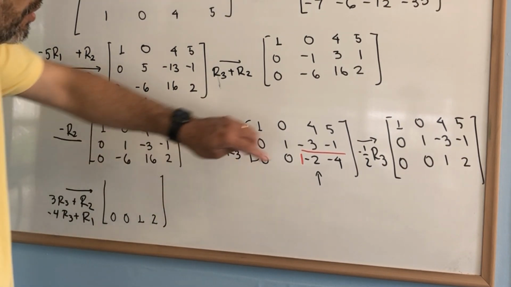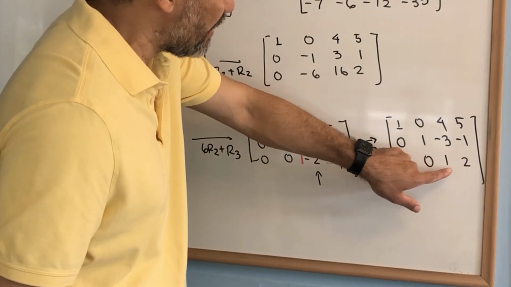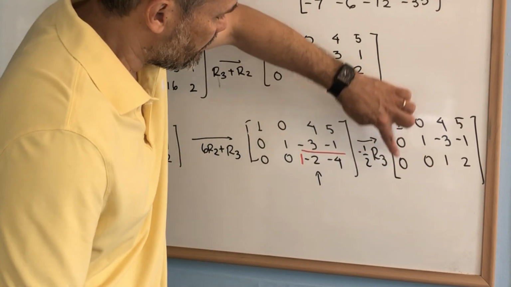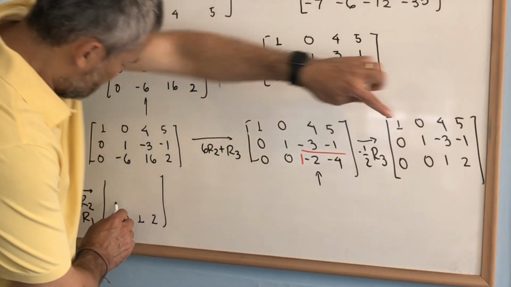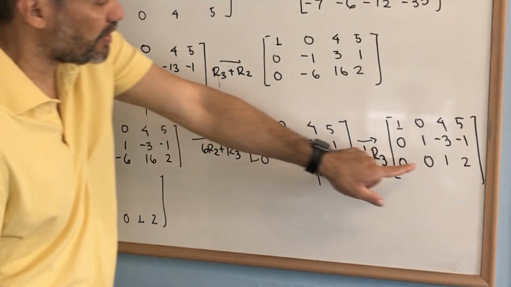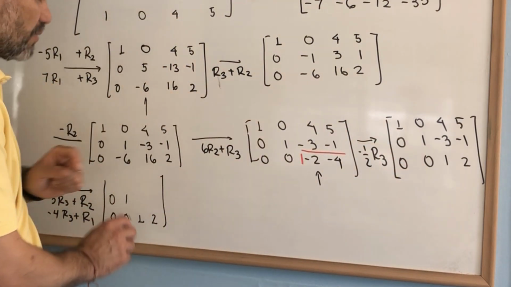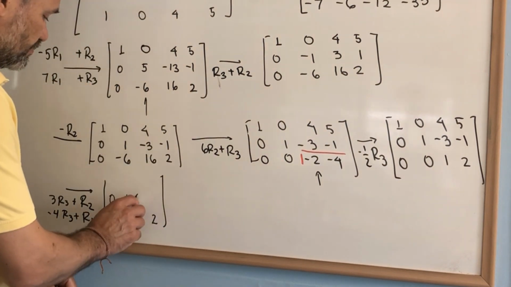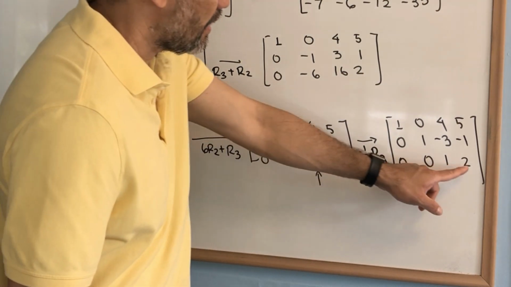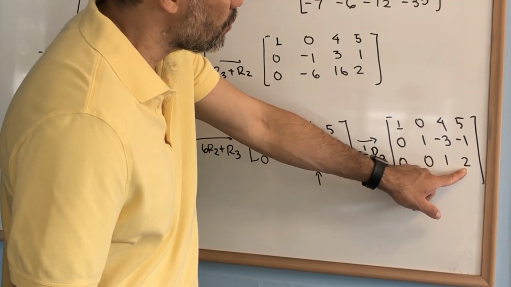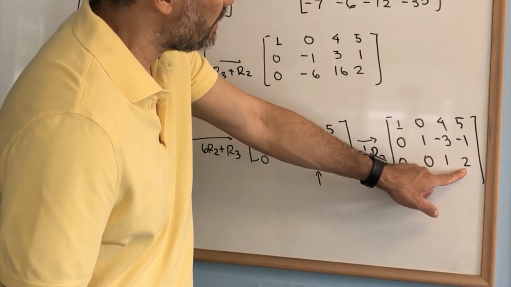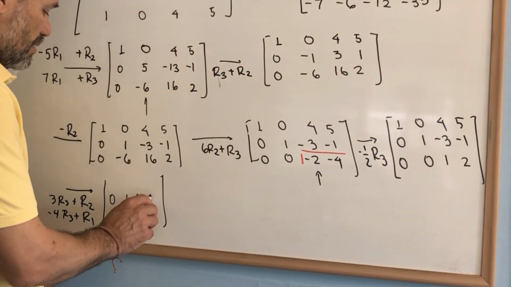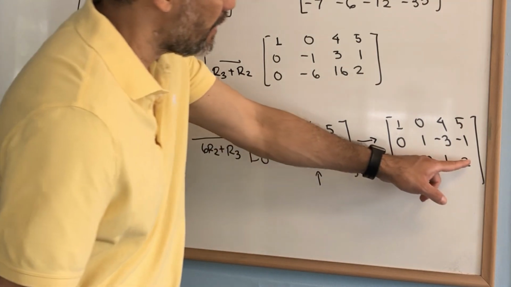The second row, I am going to multiply this by 3 and add. Then I will get 3 times 0 plus 0 is 0. 3 times 0 plus 1 is 1. 3 times 1, 3 minus 3 is 0. 3 times 2 is 6 minus 1 is 5.